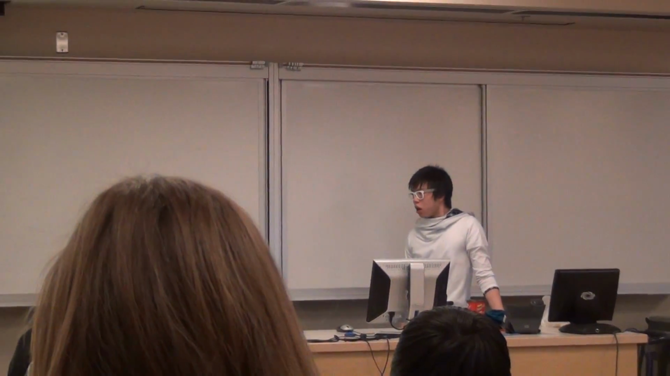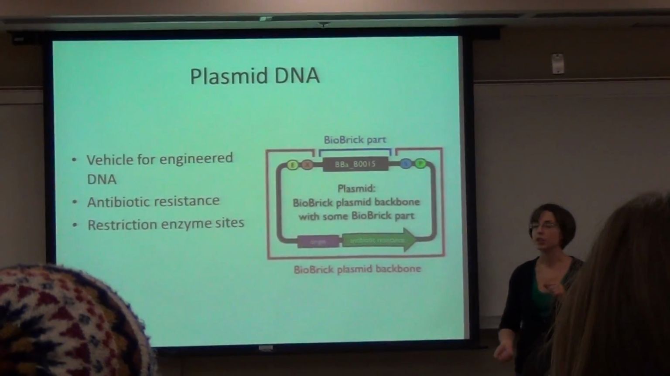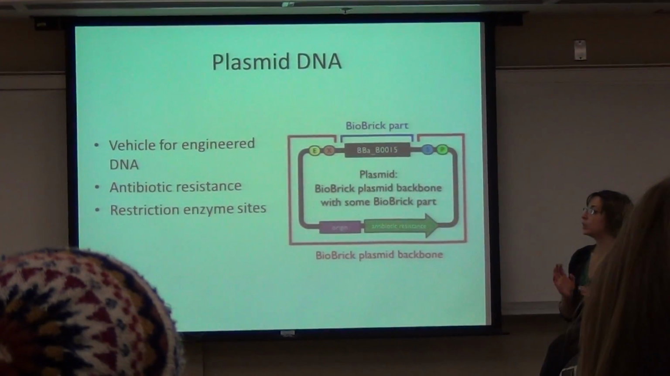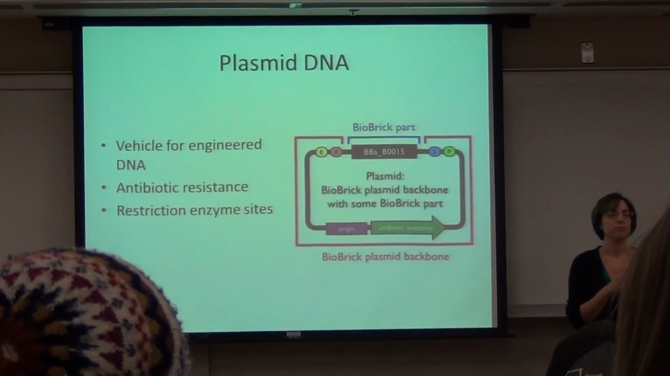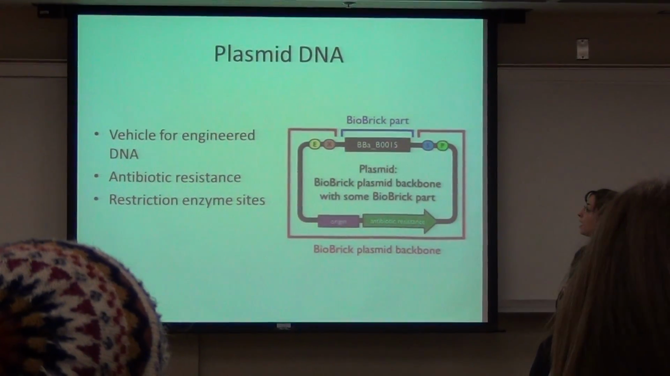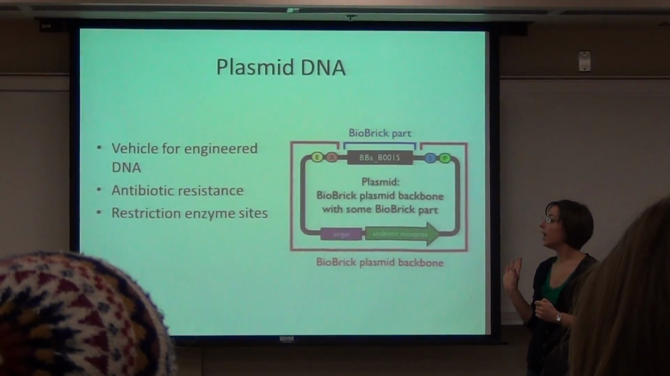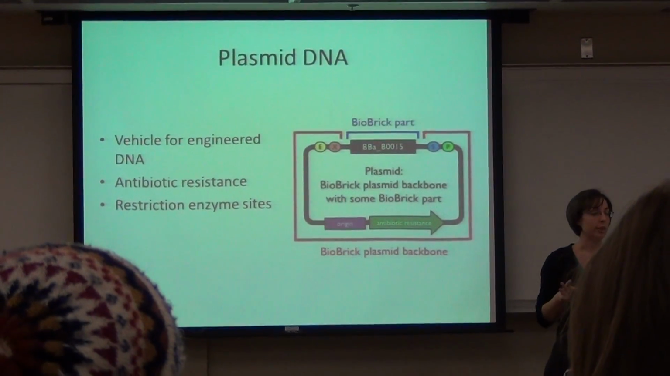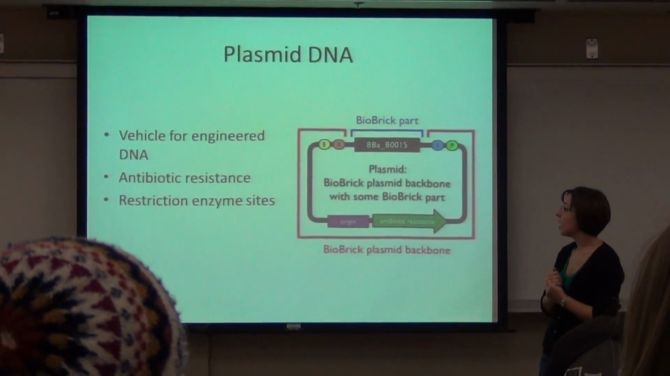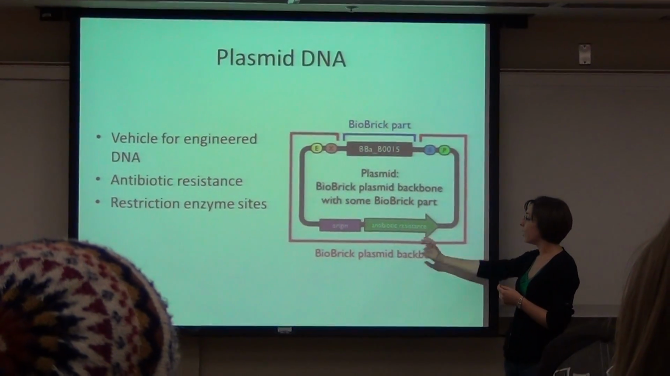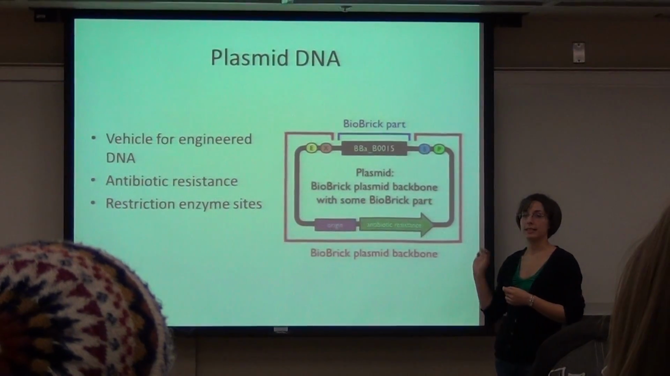Okay, so here's a little bit more about plasmid DNA and why it's so awesome to use. Basically, we use it as a vehicle to deliver different genes and DNA pieces. So we can put a sequence into a plasmid DNA and give it to a bacteria to use to make proteins. One very important thing that plasmid DNA has are genes for antibiotic resistance.